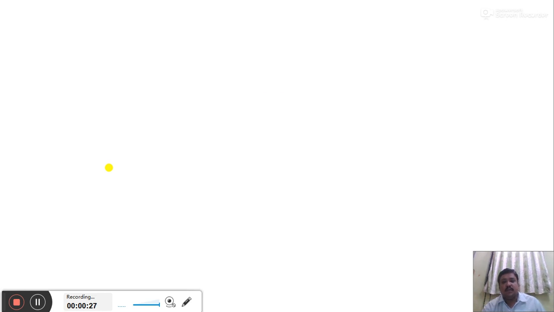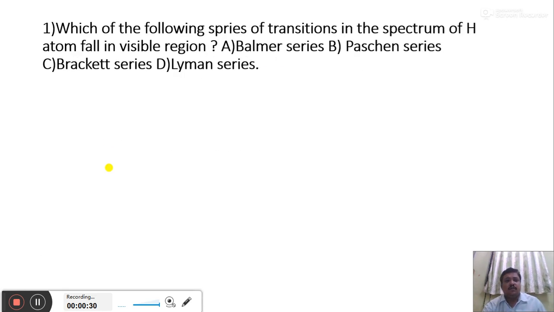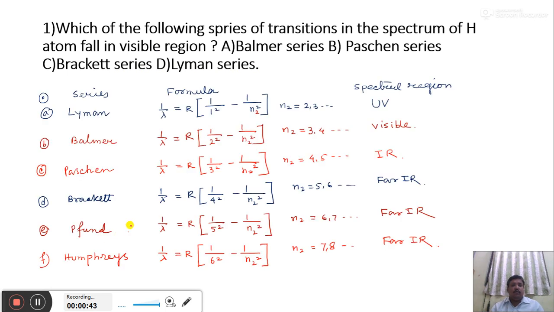My first problem is: which of the following series of transitions in the spectrum of the hydrogen atom falls in the visible region: Balmer, Paschen, Brackett or Pfund series? Now the solution is, we know from the Rydberg equation 1 by lambda is equal to capital R into (1 by n1 square minus 1 by n2 square), where if the value of n1 is 1, then the series obtained is the Lyman series, and the Lyman series falls in the UV region.